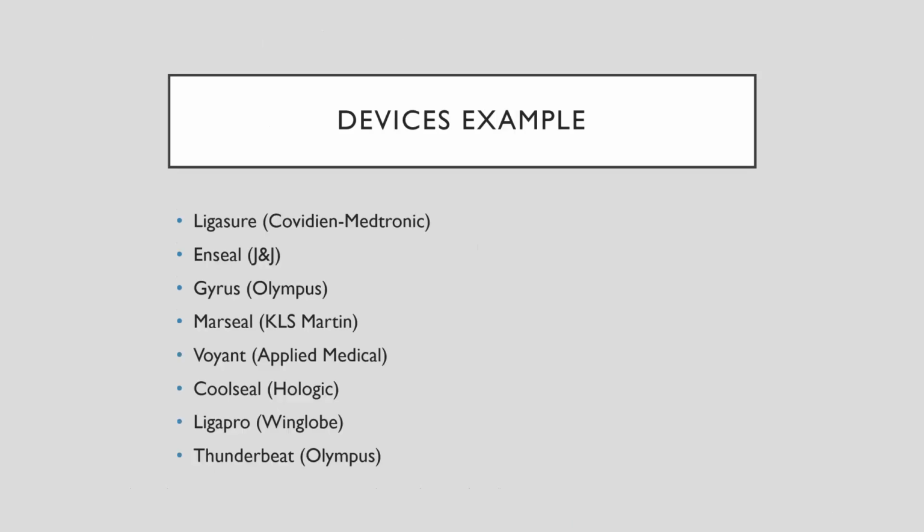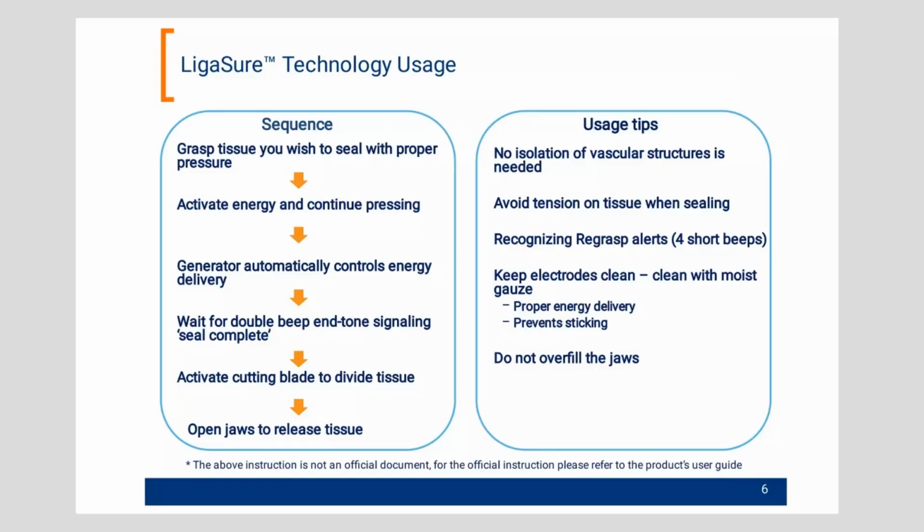Now, here are just examples of what devices are available. You can have any of these devices, and I think most of these devices are available in India. LigaSure is from Medtronic, NSeal is from J&J, Gyrus is from Olympus, Marcel is from KLS Martin, Voyant is from Applied Medical, CoolSeal is from Hologic, LigaPro is by Winglobe, I think it's an Indian company, and Thunderbeat is again from Olympus. Okay, now there are various devices. You can choose any one of them, and they qualify more or less in the definition of advanced bipolar.